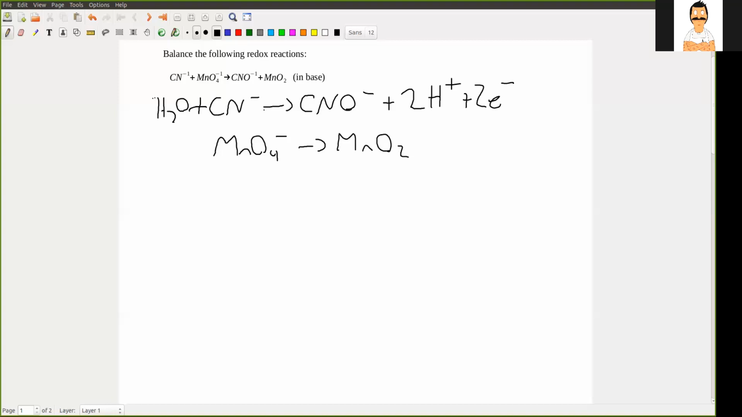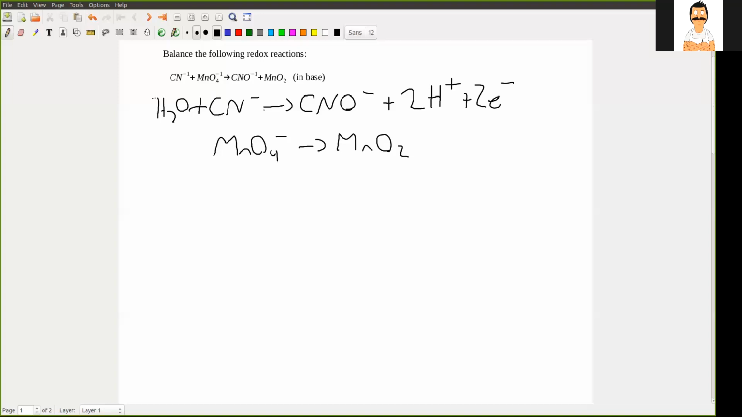And now we can just double check. We have two hydrogens on both sides. We have one oxygen on both sides. We have one carbon on both sides, one nitrogen on both sides. And the charge on the left-hand side is -1. Charge on the right-hand side is -1 + 2 - 2. So that gives us a -1 as well.